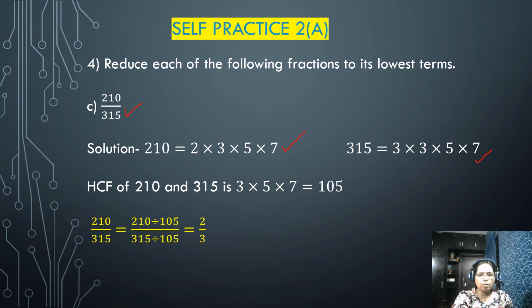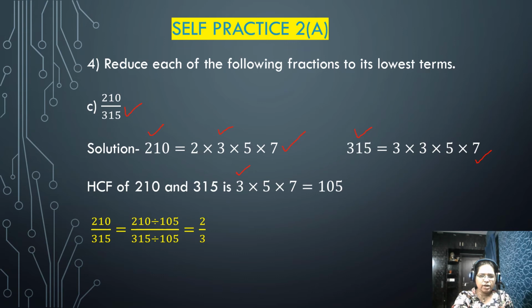Now we have to find the common factors between 210 and 315. In 210 there is only one 2, but in 315 there is no 2, so we don't write the 2. 2 is not common between 210 and 315. In 210 there is only one 3, but in 315 there are two 3s. So just write down only a single 3.